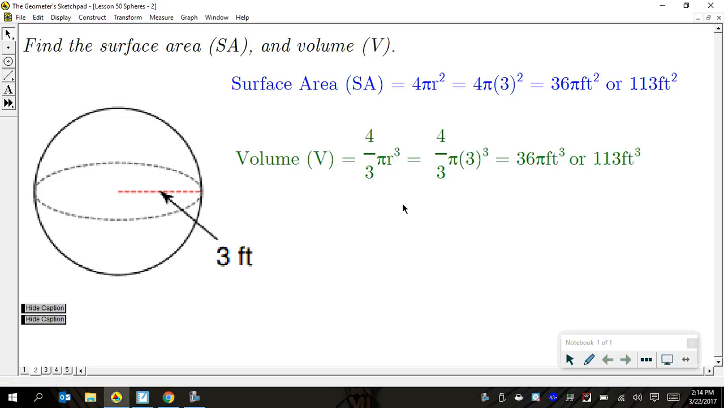Volume is similar. We plug 3 in for r and do 3 cubed. So right now that is 3 times 3 times 3, which is 27. To multiply by 4/3, we can take 27 and multiply it by 4, then divide that by 3 to get 36 again, and if we multiply 36 by pi, we get 113. So a little misleading here that they're the same.